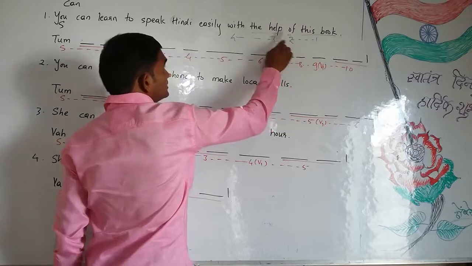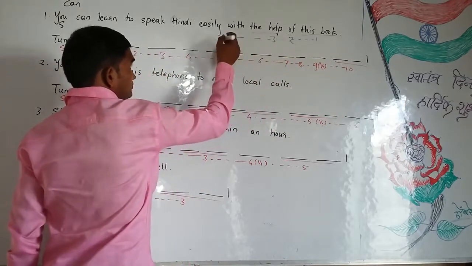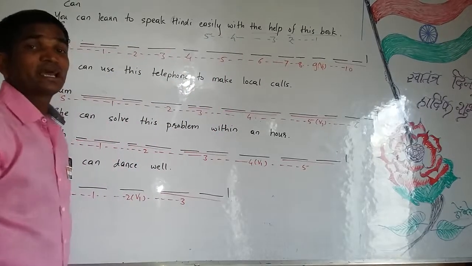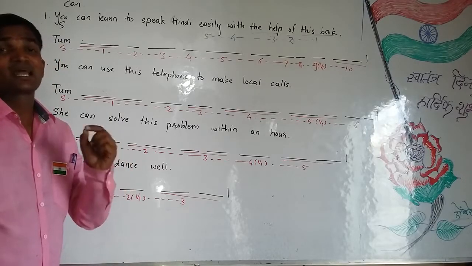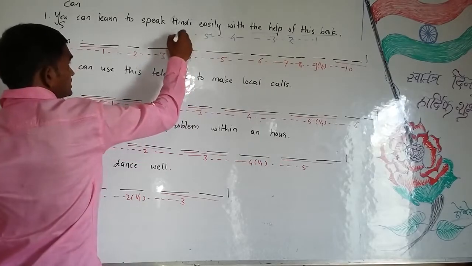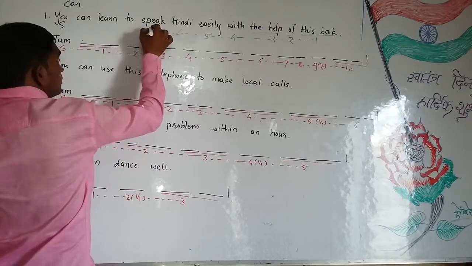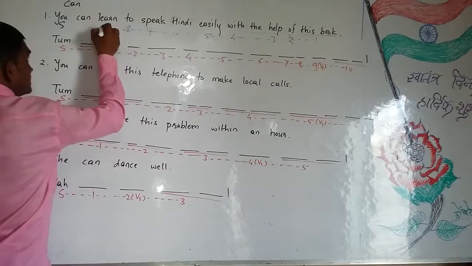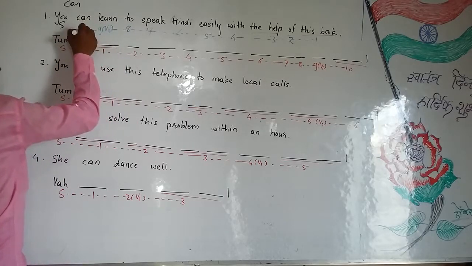इस किताब की सहायता से. Before 4, above 5 is easily. सहजता से. The Hindi word for easily is सहजता से. Before 5, above 6 is Hindi. Hindi. The Hindi word for speak is बोल. For to ना. For learn सीख. पर कैन सकते हो.